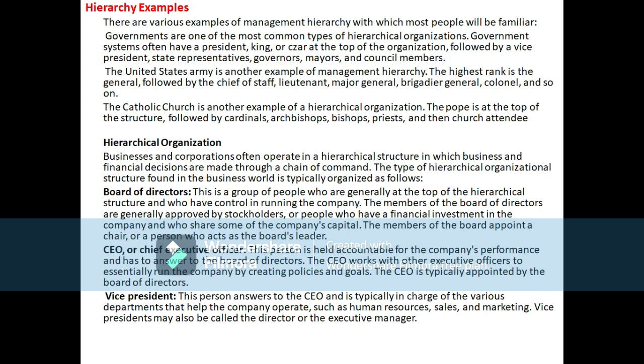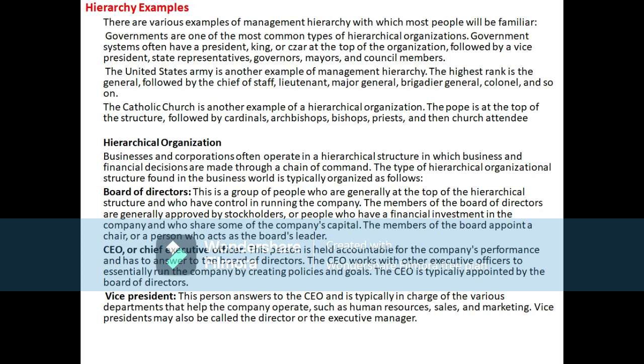Chief financial officer, CTO, chief technical officer, likewise we have C-level executives, and the CEO will integrate with all of them, and frame the policies and goals of the company. Finally, he is accountable for the company's performance and is answerable to the board of directors. After the CEO, we see the vice president.